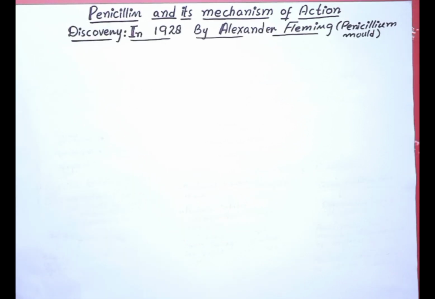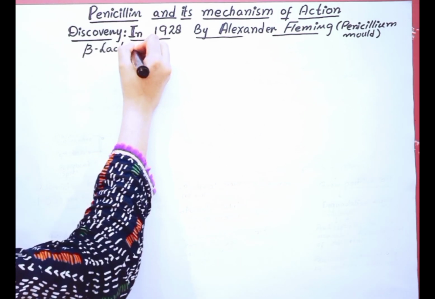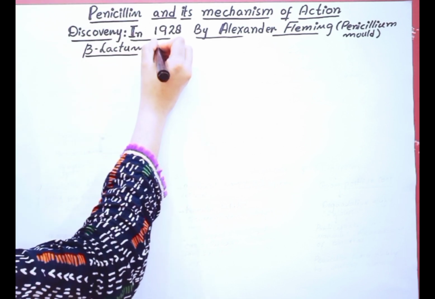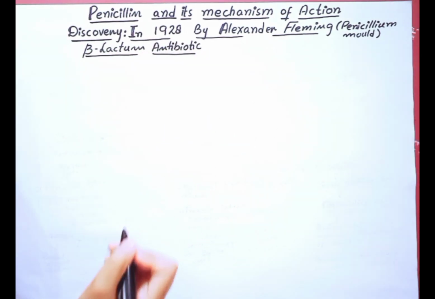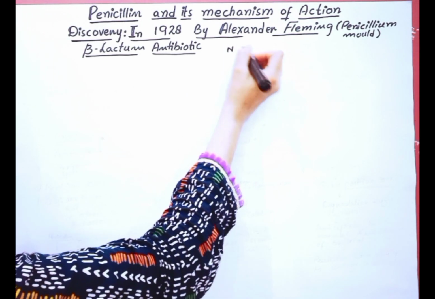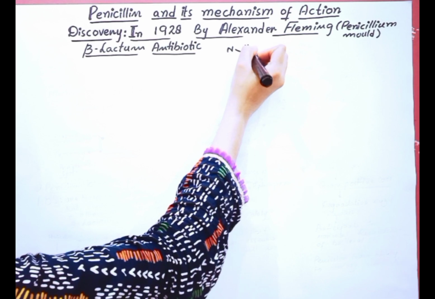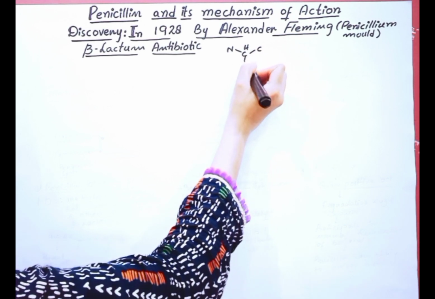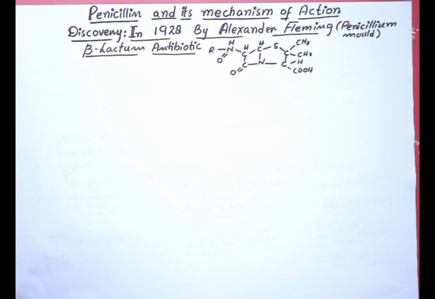As I told you, this penicillin is from the group of beta-lactam antibiotics. In our previous lecture, we discussed that there are a number of beta-lactam antibiotics like cephalosporins, carbapenems, and monobactams. So this penicillin is from the group of beta-lactam antibiotics. And here is the basic structure of that beta-lactam or penicillin. So this is the structural feature of beta-lactam antibiotics or penicillin.